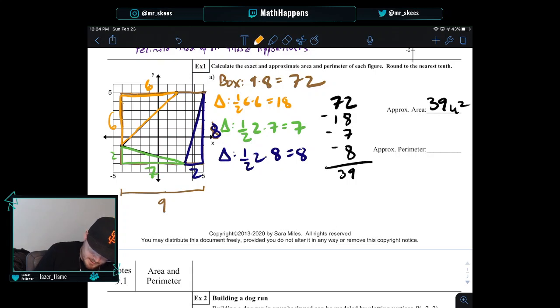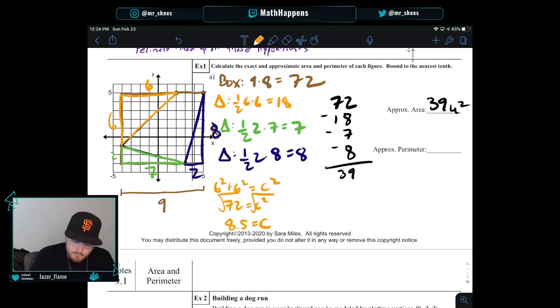So let's do it. So 6 squared plus 6 squared equals C squared. That's going to be 72 equals C squared. Take the square root. Square root of 72 is 8.5, we'll call it. And then the green triangle is 2 squared plus 7 squared equals C squared. 49 plus 4 is 53. And then take the square root. You end up with the square root of 53 is 7.3.